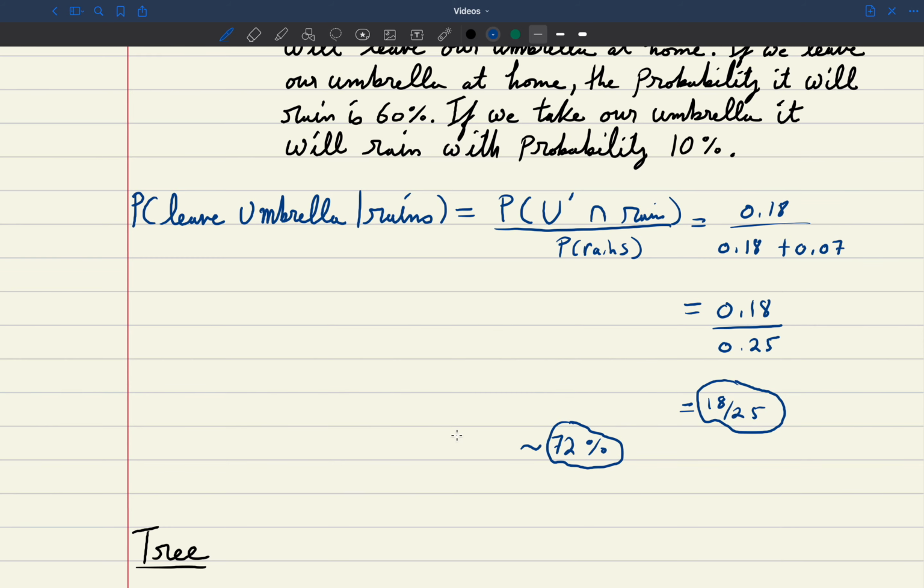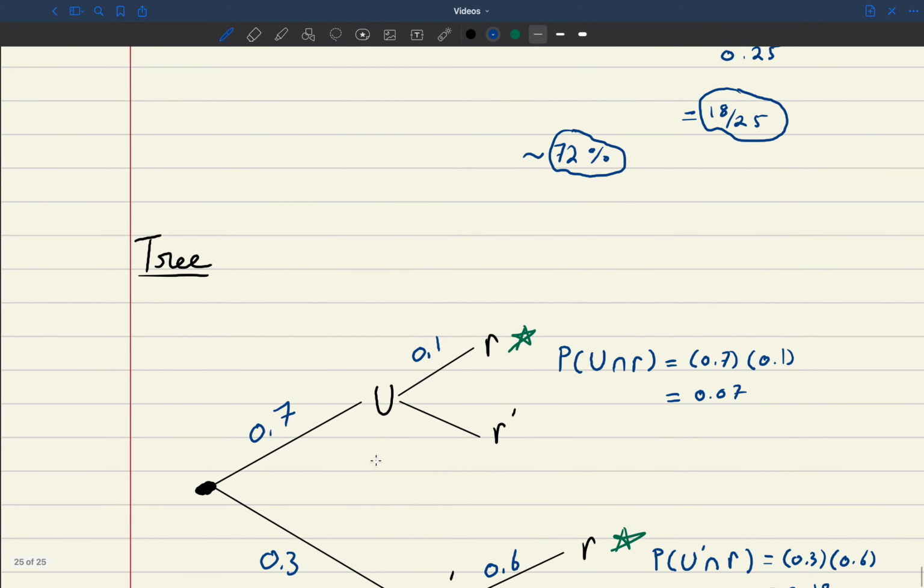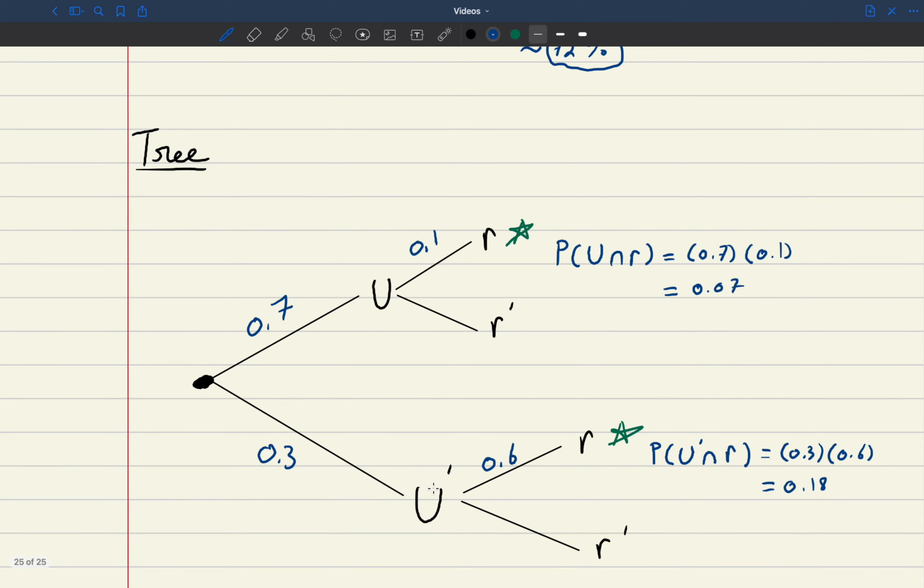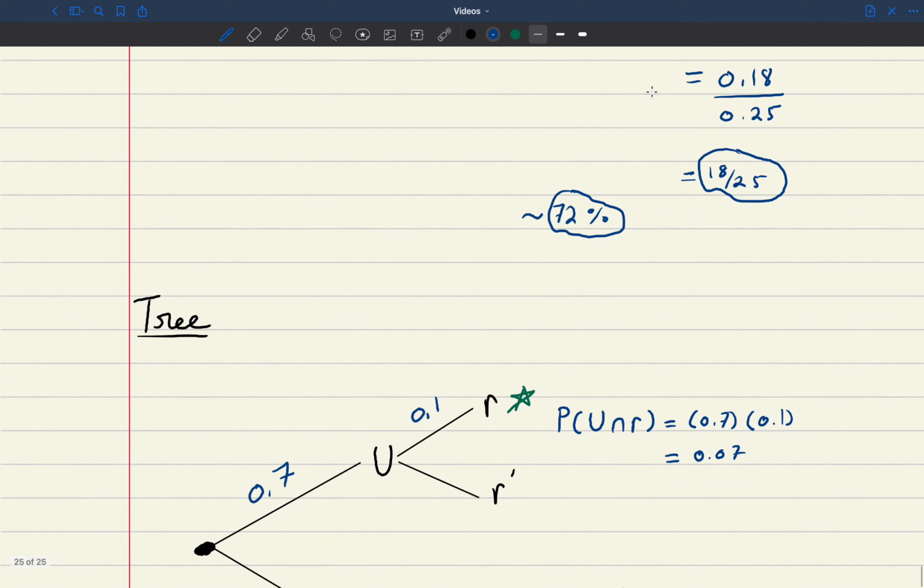Or 18 out of 25. I hope that helps of seeing it broken down into a tree. Let me know if you have any further questions.